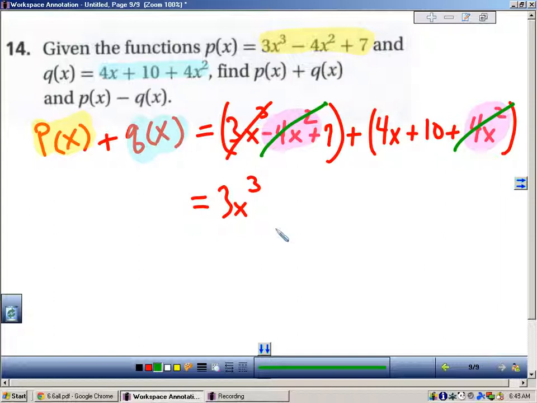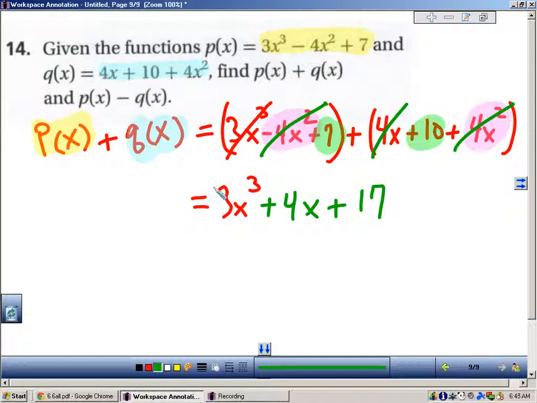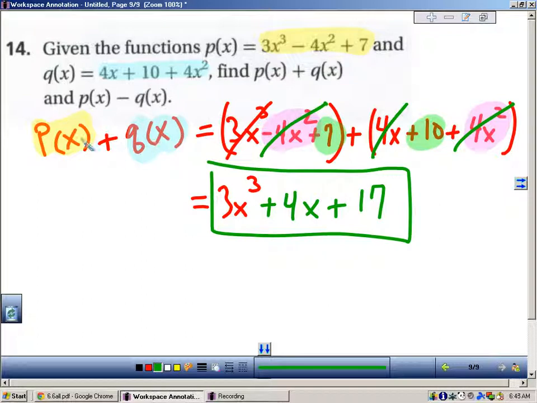Okay. And then I look for my x terms, and there's only one single x term right here. And you're adding that, so it's plus 4x. Then we look for our constants, and then we have 7 and 10, and we're adding those together, gives us 17. And so this is our answer, 3x to the third power plus 4x plus 17. Okay, so that's p of x plus q of x. Now, what about p of x minus q of x?